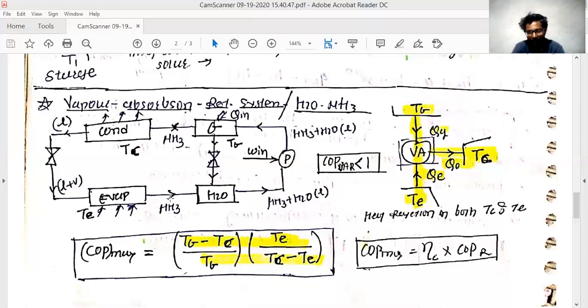And another clue is that the temperature TG will be higher than the condenser temperature. That is why it is getting a minus from the TG temperature. And in the second condition, the TC condenser temperature is going to be higher compared to the evaporator temperature TE. And this is how you can remember this formula.